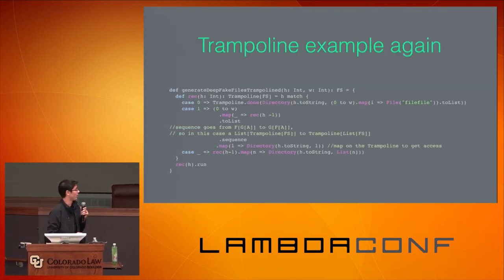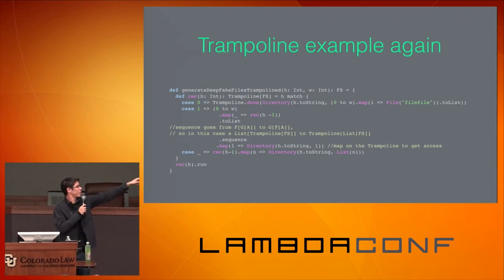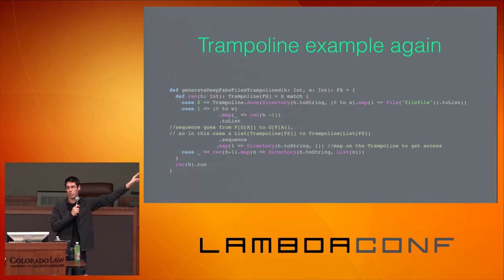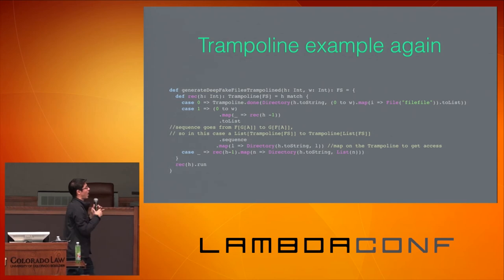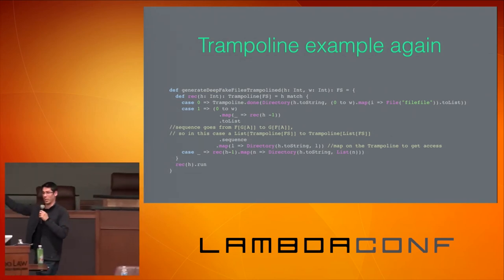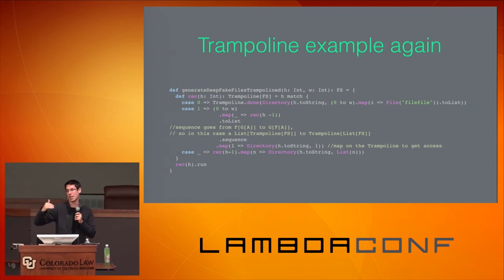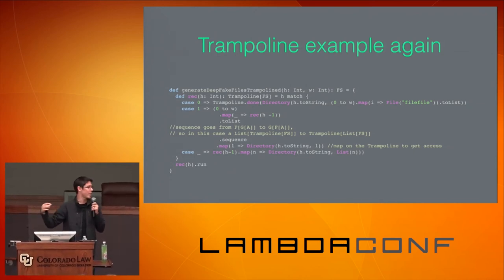So maybe this will make a little bit more sense. The important thing to see here is, if you haven't seen sequence before, it's just flipping the list of trampolines to a trampoline of lists, right? So I'm doing the same thing, but what I'm doing is I'm returning a trampoline of the file systems. So that map call, that bottom map call right here, is happening on my trampoline of lists. And that's why I'm not actually doing a self-recursive call. I'm building up this data structure.